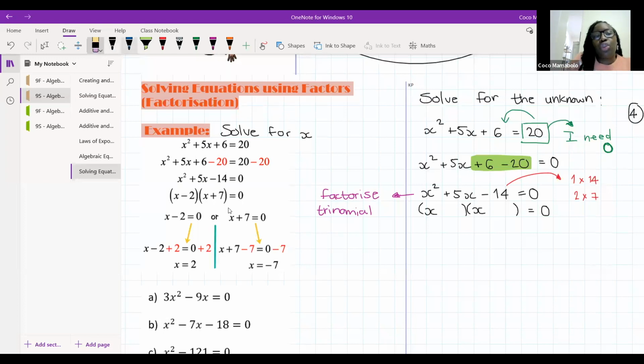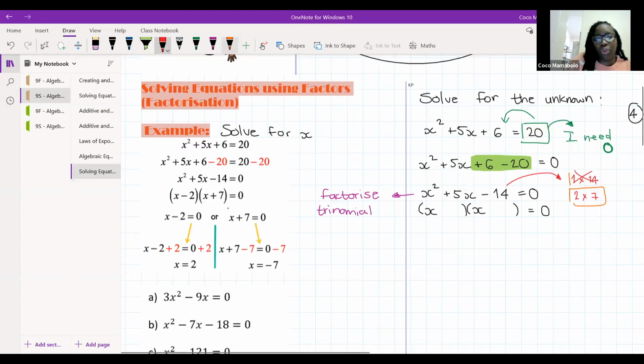Good. Now, one of these pairs is going to add or subtract to give us 5. Which one is that? Ma'am, it is 1 times 14. Okay, cool. But remember, if I take 1 times 14, I'm going to get 14 minus 1. Is that going to give me the 5 I'm looking for? No. That one's not going to help me. So which one can we use? Ma'am, we can use 2 times 7. Good.